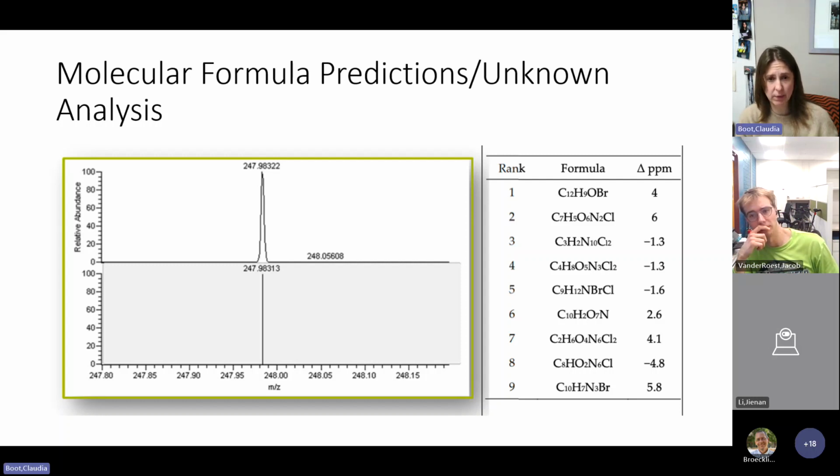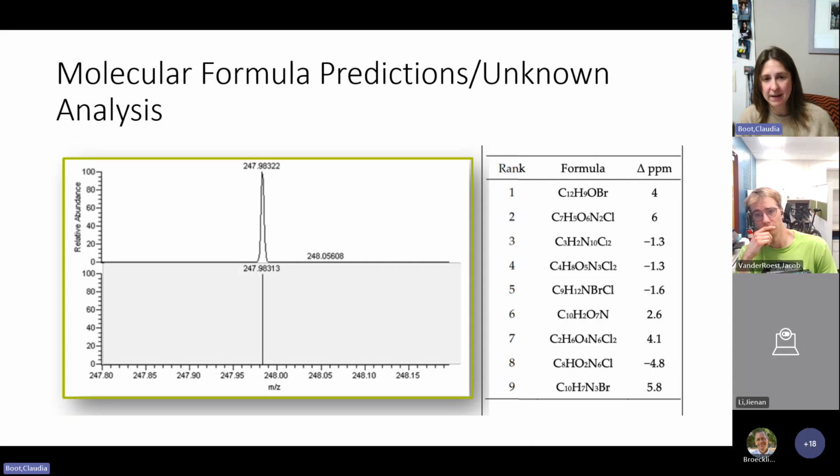So this is an example. Say you have an analyte at 247 and you have all these possible molecular formulas that are maybe within your possible error that you might see on this system. These examples all have halogens in them, so it'd be pretty easy to tell if you had a halogen because you would look at the isotopic distribution.